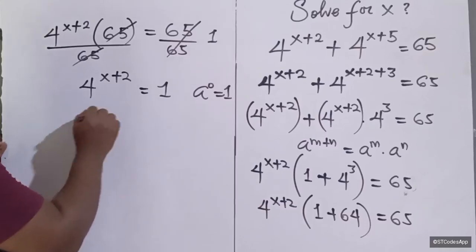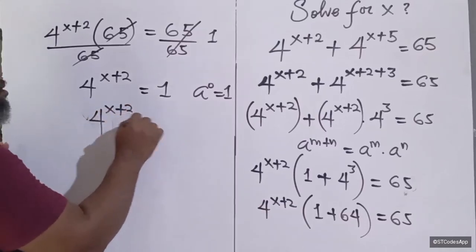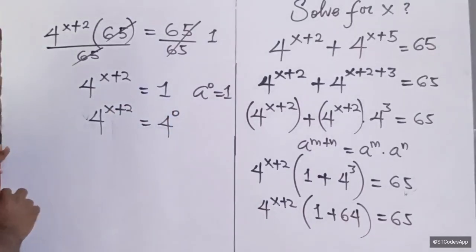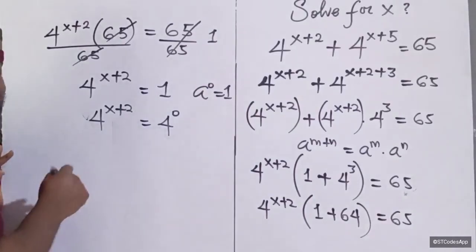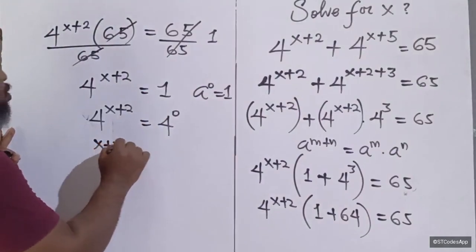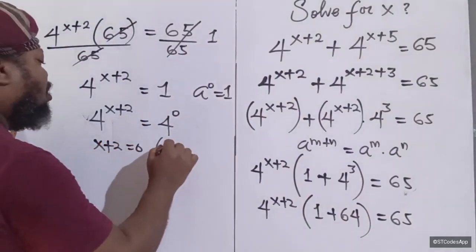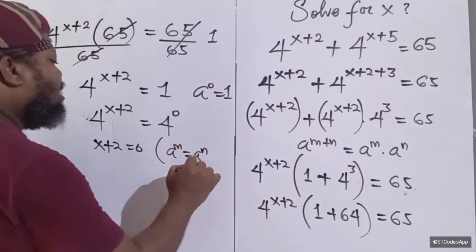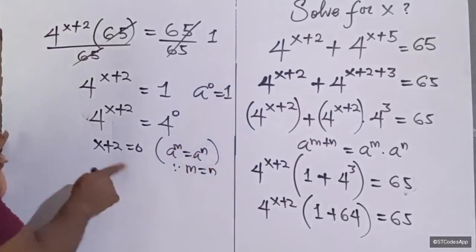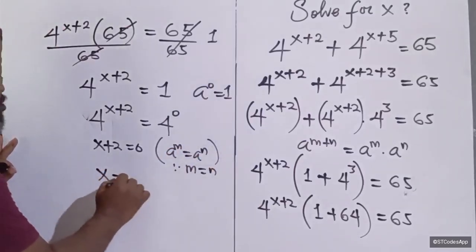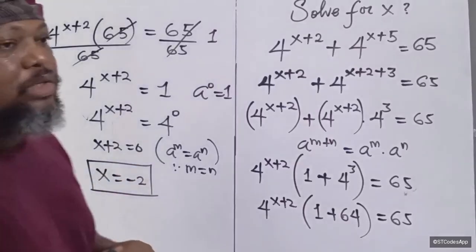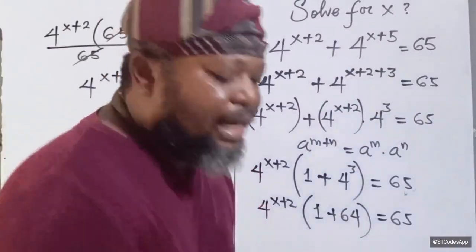I'll have 4 to the power of x plus 2 is equal to 4 to the power of 0. See that now? So when I have equal bases, I equate the powers. In this case, x plus 2 is equal to 0, from a to the power of m equals a to the power of n. Therefore, m is equal to n. So the value of x is negative 2. The value of x in this exponential process is negative 2.